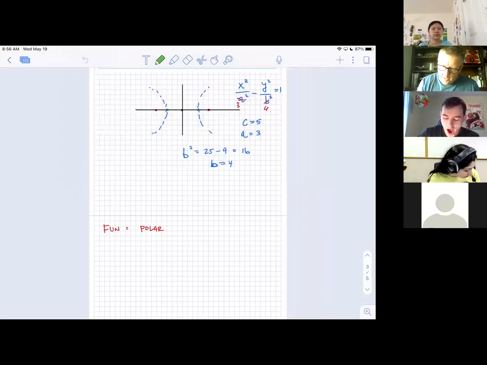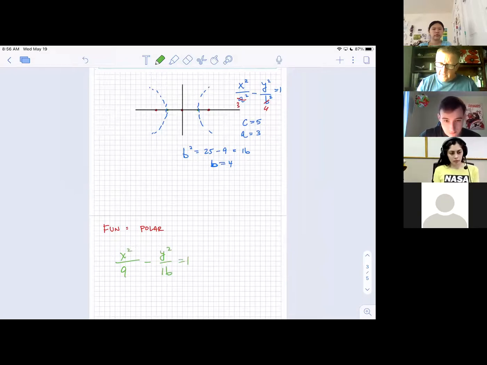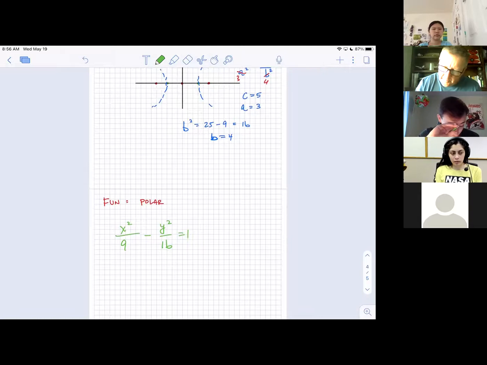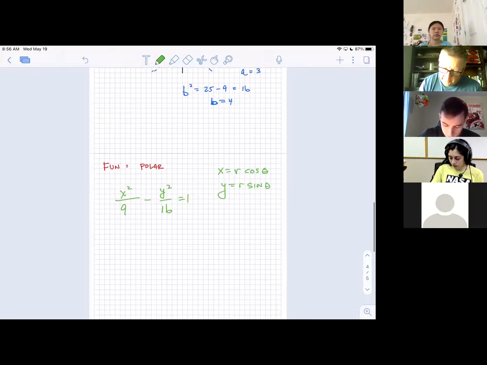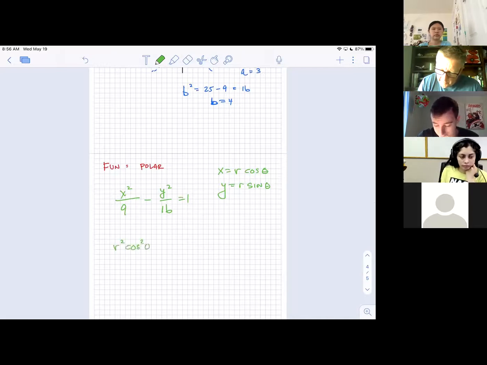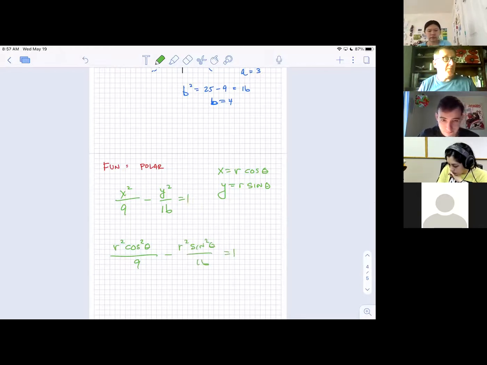Have some fun. The first equation that we just got is x squared over 9 minus y squared over 16 equals 1, and we said that's a hyperbola. So let's make it polar. As I said, x is equal to r cosine theta and y is equal to r sine theta, and that's my way of getting rid of x's and y's. So in polar form, that would be r squared cosine squared theta over 9 minus r squared sine squared theta over 16, and that all equals 1. So I'm in polar now. Mission accomplished.